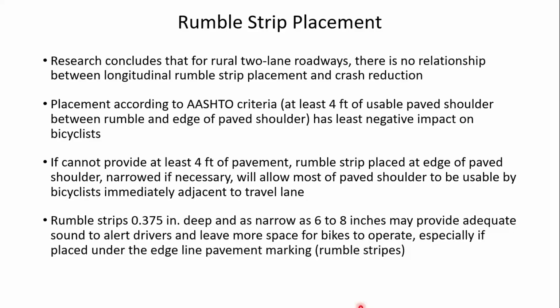And then I mentioned also the bicycle tolerable rumble strips. They're about 3/8 of an inch deep and as narrow as 6 to 8 inches, and may provide adequate sound to alert drivers, as well as leaving more space for the bicycles to operate, especially if they're placed under the edge line pavement marking, the so-called rumble stripes. And as I mentioned, there is some research underway right now around the country on these narrow or skinny rumble strips, and I hope it's including the impact on bicycles as well.